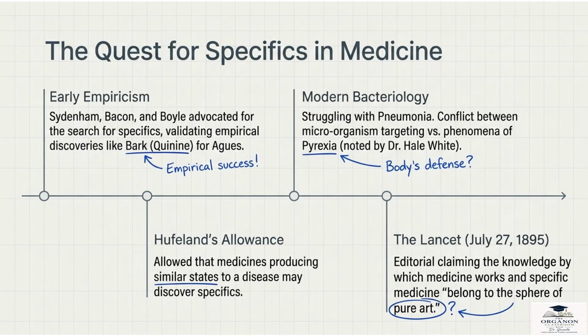ठीक है. Finally, an editorial in the Lancet in 1895 admitted that understanding exactly why a medicine works and identifying a true specific remedy still belonged largely to the realm of pure art. ठीक है. Pure art क्यों है? Throughout medical history, physicians searched for specific medicines. Hahnemann believed that the most reliable way was to find it through drug proving and selecting the medicine which closely resembles the patient's symptom picture, and thus the principle of similia similibus curentur.